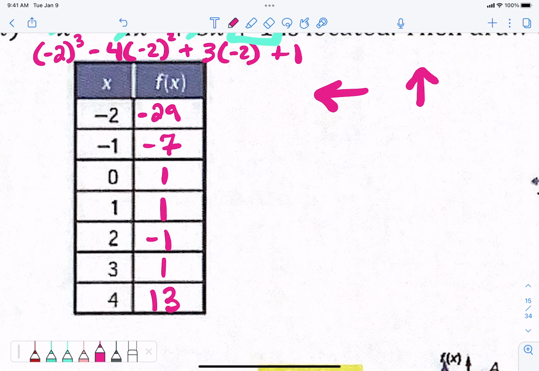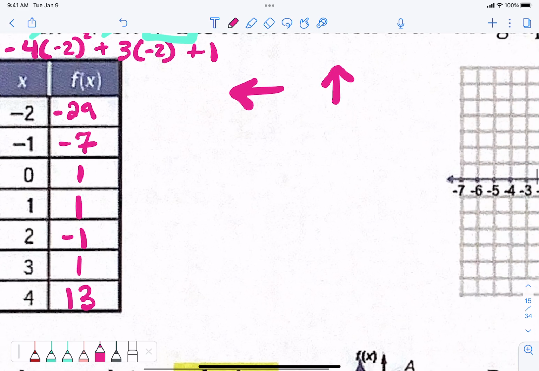If you didn't get a chance to plug all of those in, you'll have lots of practice on your homework assignment. I promise. Now we have to graph this. Okay, so here we go.